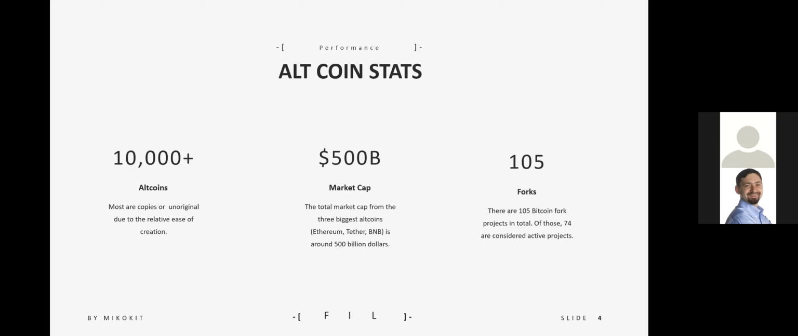Okay, yeah, going over the market cap. So the total market cap from the three biggest altcoins, which is Ethereum, Tether, and BNB, all of those added up is around $500 billion. So that's just the three biggest behind Bitcoin. So they are legit, they do have value. Not all of them are just completely jokes. And forks, which is something I'll go over shortly, is another concept, which is what a lot of altcoins are based off of. And there are over 105 Bitcoin fork projects in total. And out of that, 74 are still active.